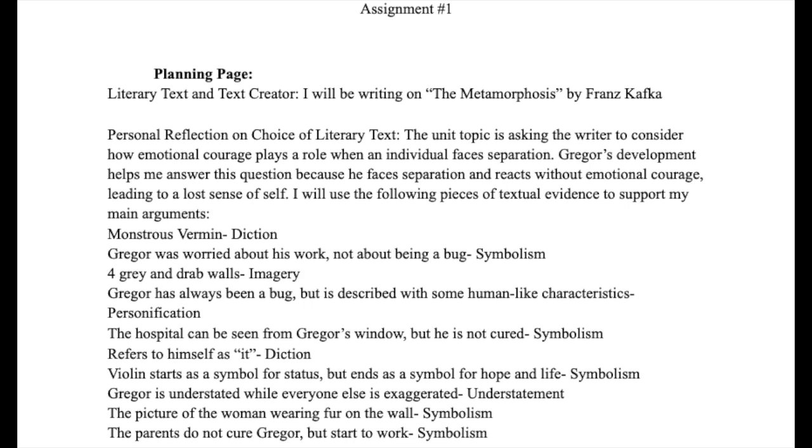And then just ending it off, you put the pieces of textual evidence that you're going to support your main arguments with. So for example, the diction of monstrous vermin, the symbolism of how he's not worried about being a bug but actually worried about his work, the personification of how he's always been a bug but was described with human-like characteristics, the diction of how he refers to himself as it, and the symbolism of how his parents do not cure him but start to work instead. That's just some of the pieces of textual evidence. You have to include all the pieces of textual evidence that you're going to address in your essay in the last section of the planning page.